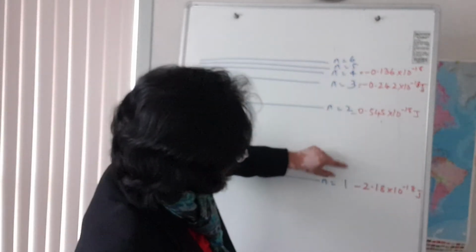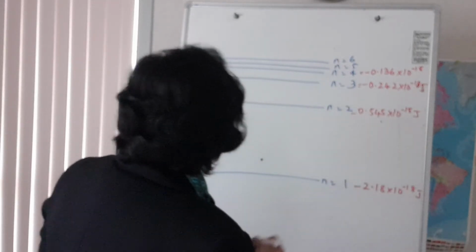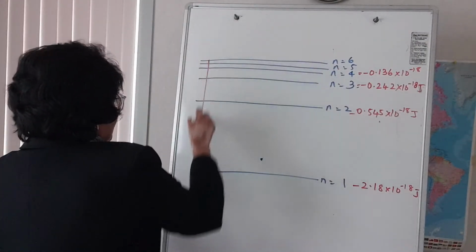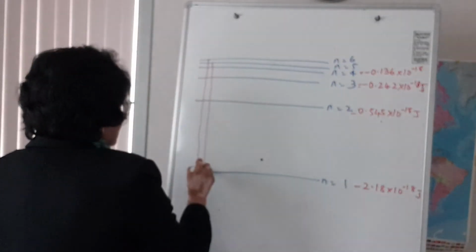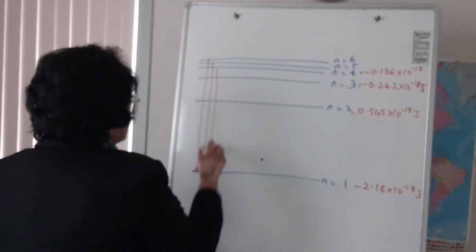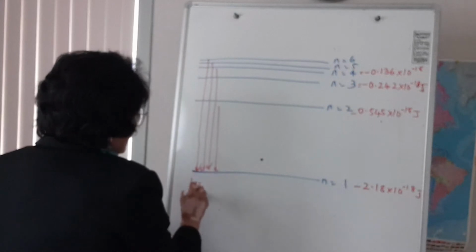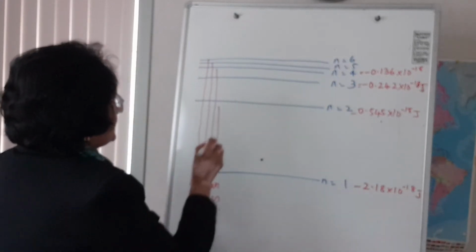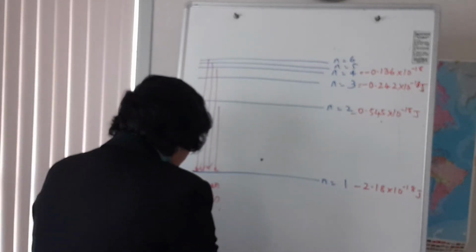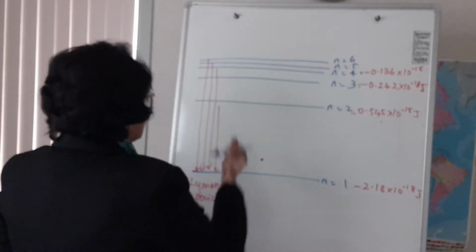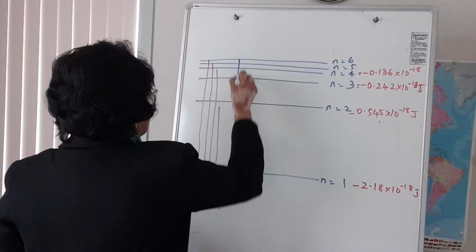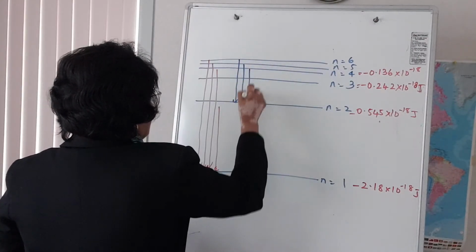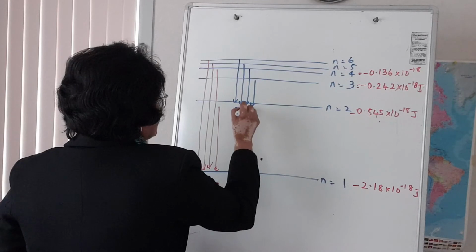So can you see? If you had like a graded thing, that's the biggest drop. So any drops to level 1, these are your biggest drops, and all these are in the Lyman series. Any drops to level 2, they are all in the visible spectrum. This is your Balmer series.